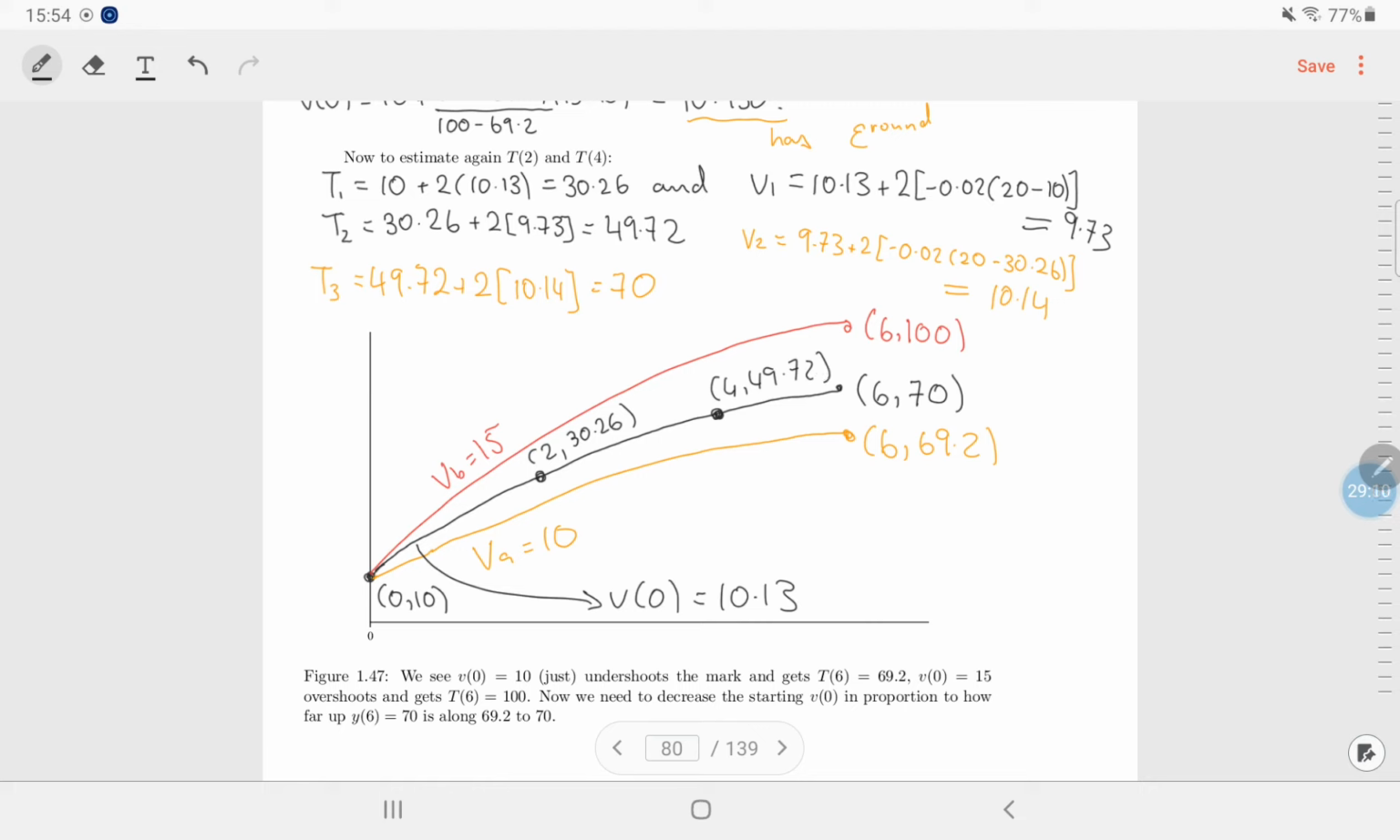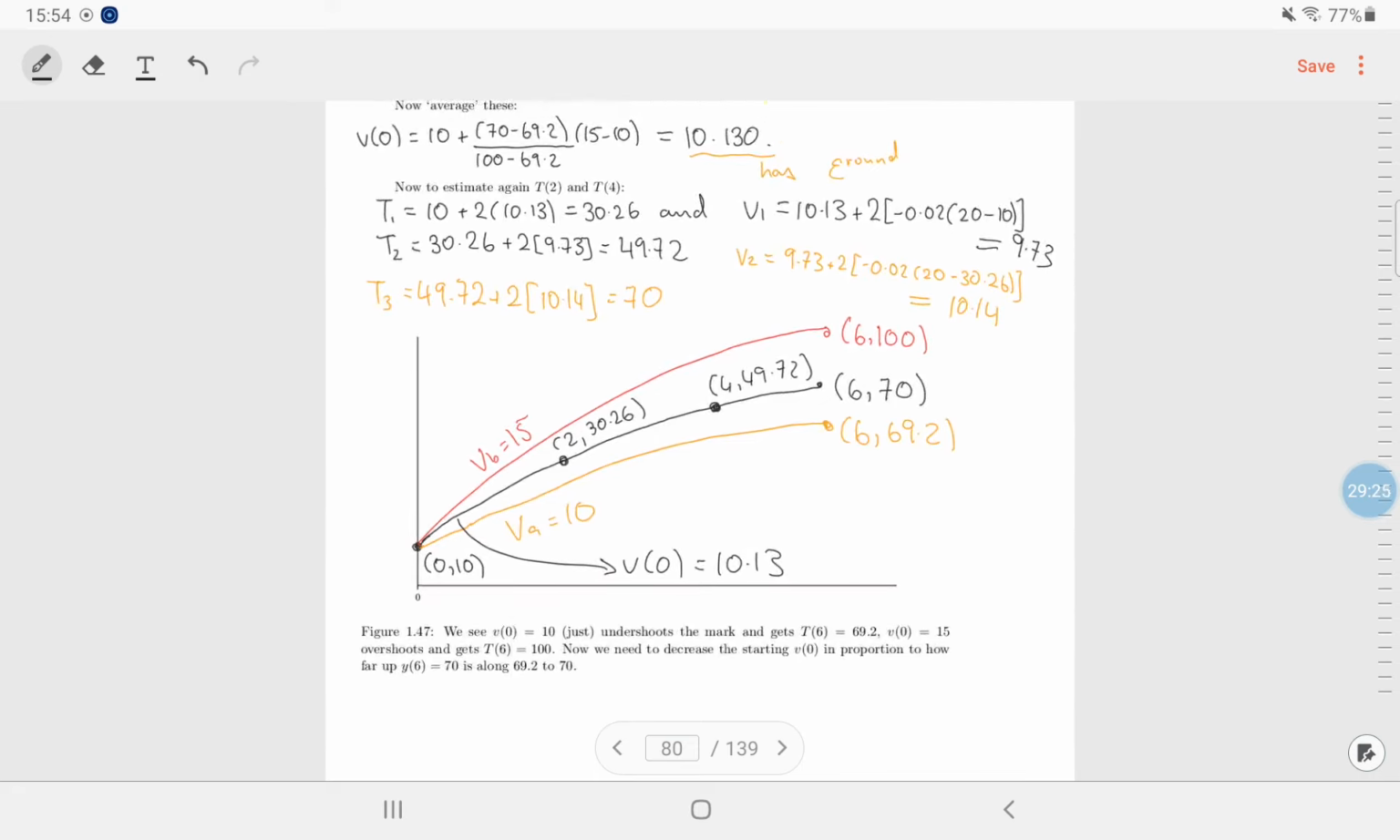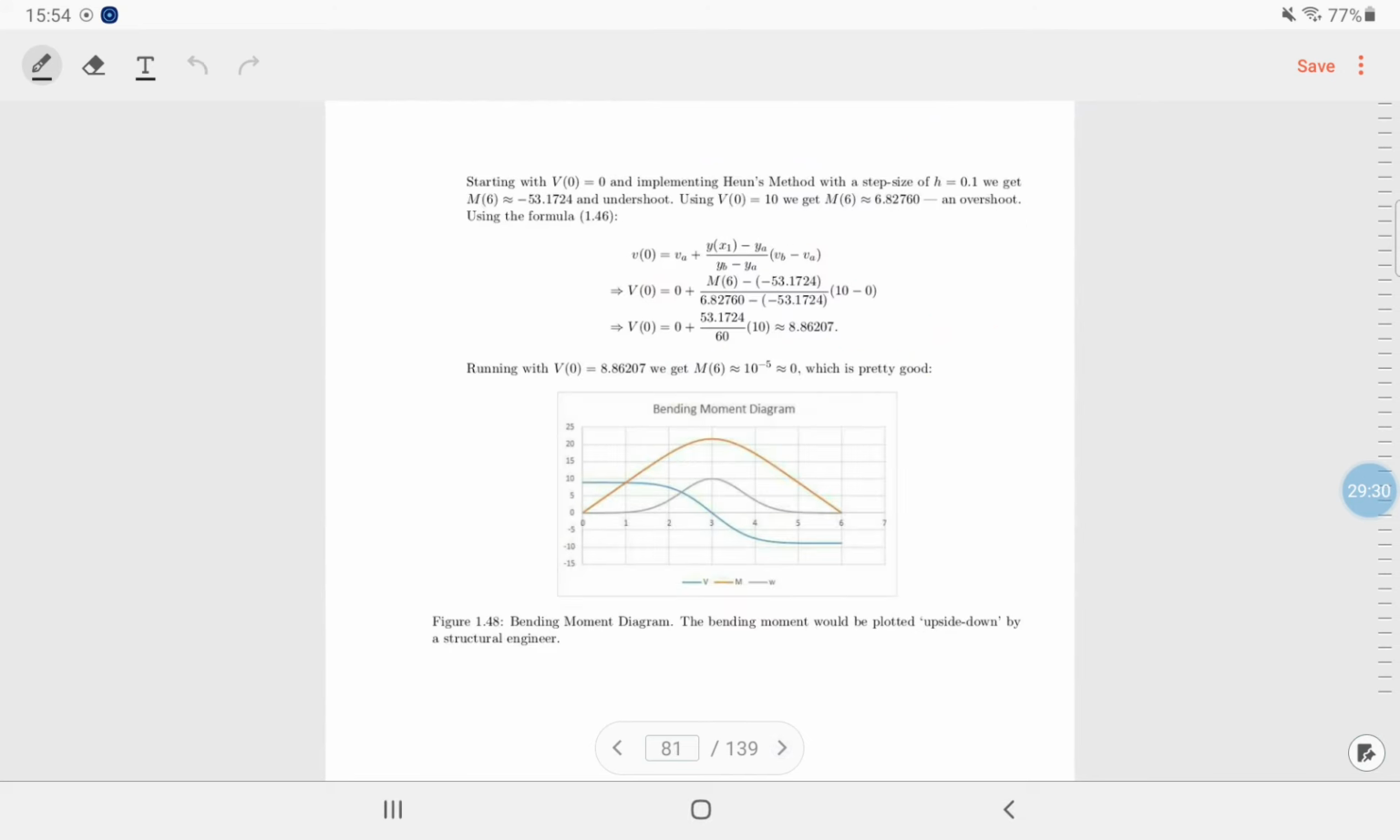Now we have to understand that the step size is humongous. So there's possibly very large errors in the 30.26 and the 49.72. Just because we hit 70 doesn't really mean that much, okay? Yeah. So that's what we're doing. I think we're going to do one more example. Yeah, we'll just quickly, I think.